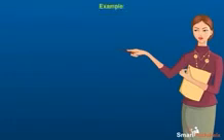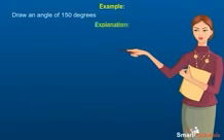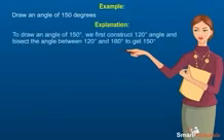Example. Draw an angle of 150 degrees. Explanation. To draw an angle of 150 degrees, we first construct 120 degrees angle and bisect the angle between 120 and 180 degrees to get 150 degrees. Let us see the steps of construction.